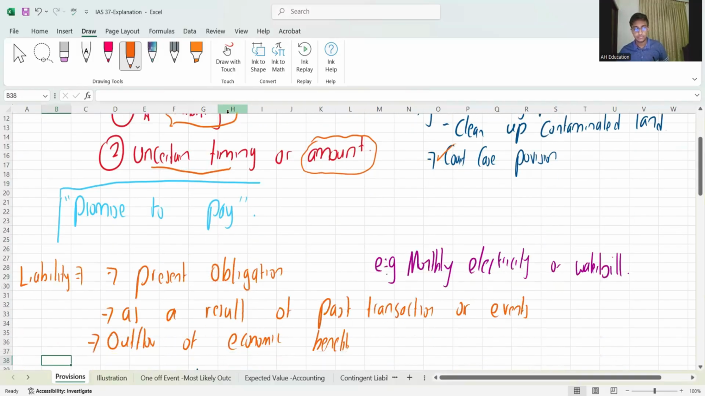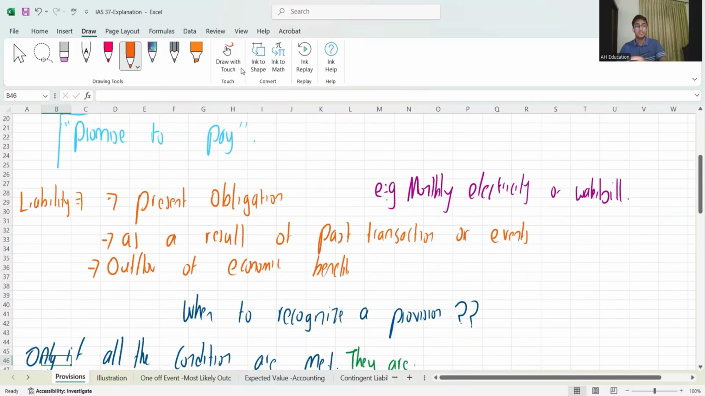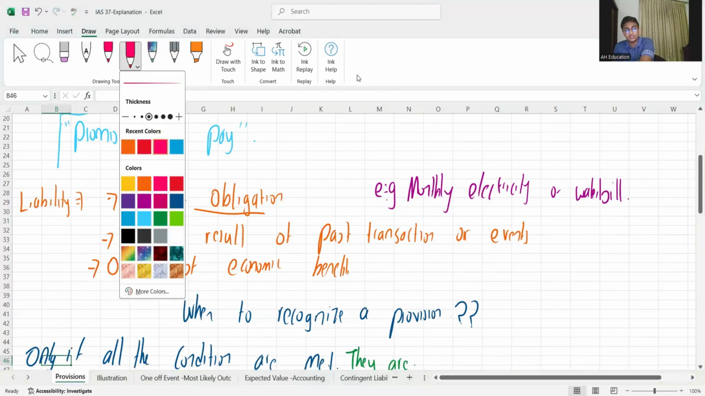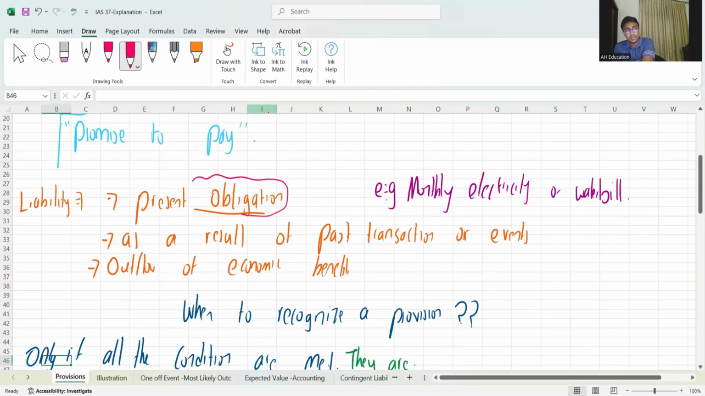Now, liability, of course, you all know. Liability is a present obligation. Examples of liabilities I of course don't need to tell you. It can be your bank loan, which is a non-current liability, or your trade payables, which is a current liability. And there are some petty liabilities as well.